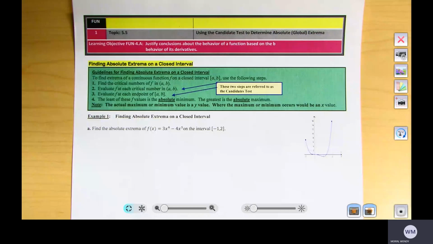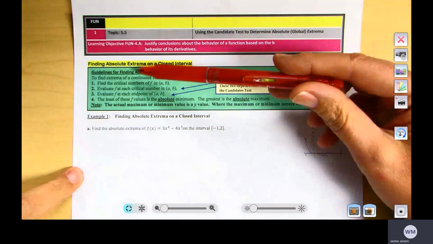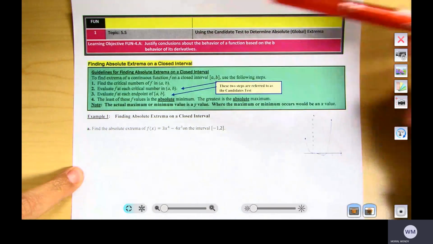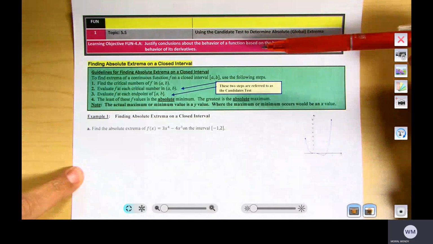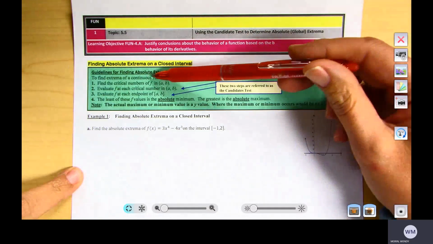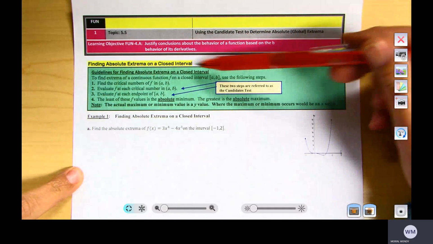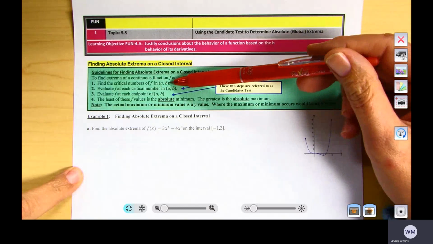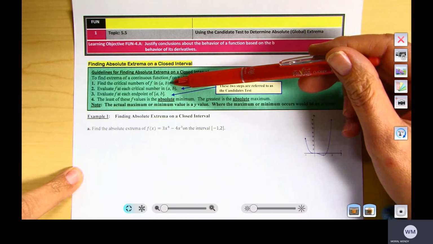All right, today we're going to talk about finding absolute extrema or global extrema. Up to this point, we've only done relative. So let's take a look at what the candidates test is. First of all, to find extrema, the function must be continuous. Okay, so continuous on the closed interval. You find the critical points on the open interval from A to B.